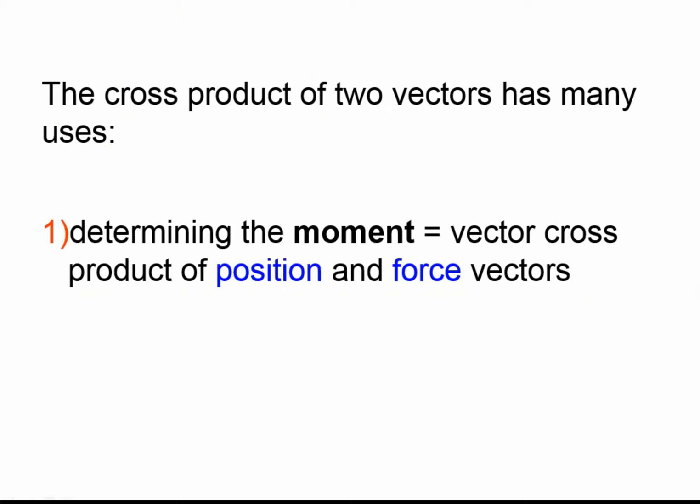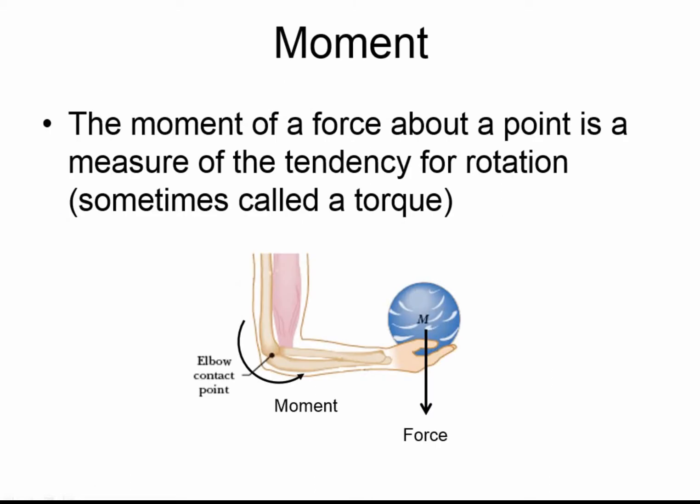Cross product of two vectors has many uses. First, we determine the moment. If you look at this one, someone just holds a ball, and this one is pushing down on your arm to hold this kind of position. How much moment is occurring on your elbow to hold this position? In that case, we can easily compute the moment using the cross product.